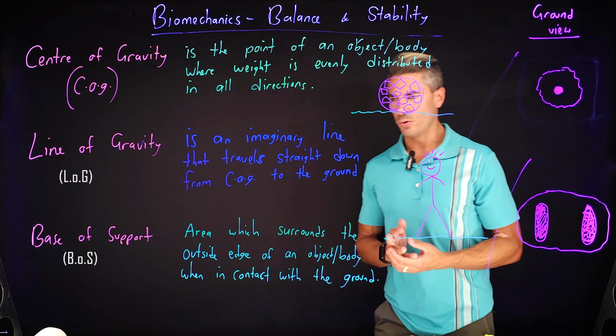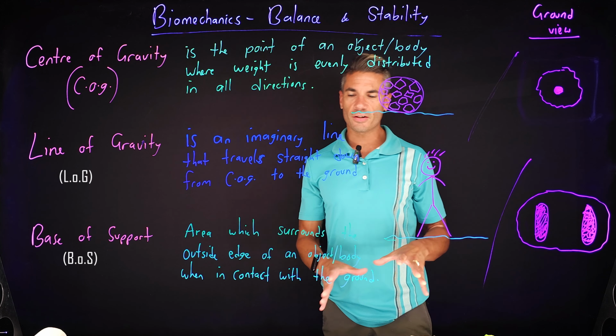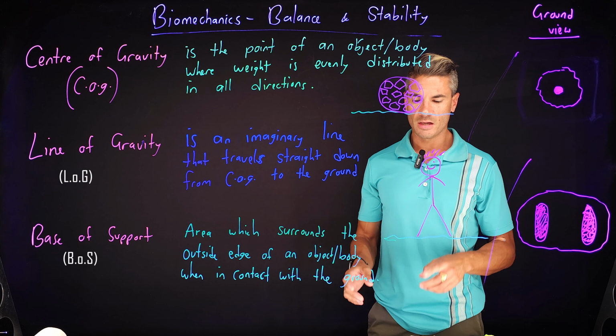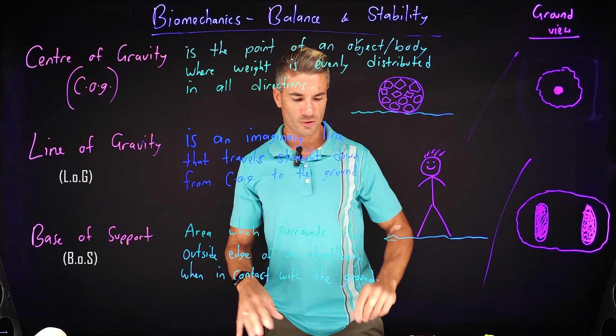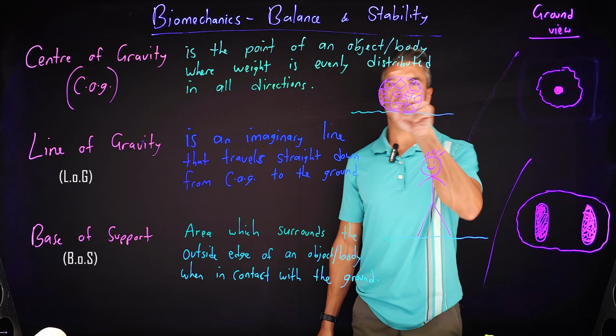The base of support is like an imaginary area which surrounds the outside edge of an object or a body when in contact with the ground, okay? So I've got a couple of pictures here to try and demonstrate this, and we'll do some more activities in class around it. So this is a soccer ball, okay?